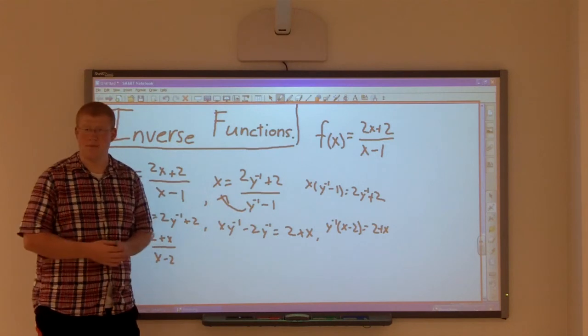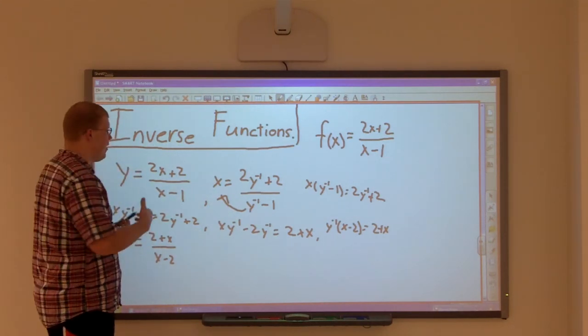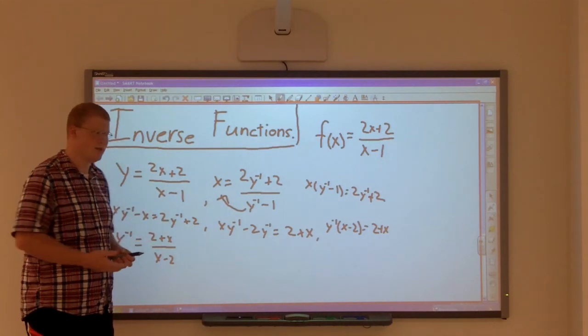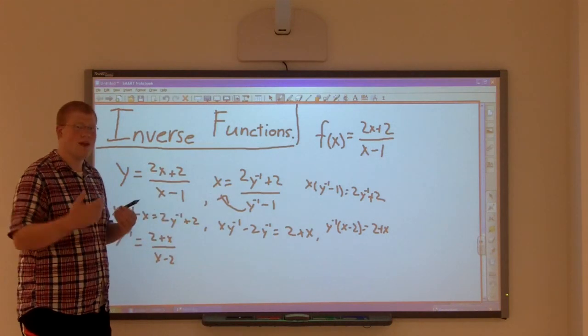And so we can see that inverse functions are very helpful, and that we're simply changing the domain and ranges of these functions, taking the range of our function and making it the domain of its inverse, and vice versa.